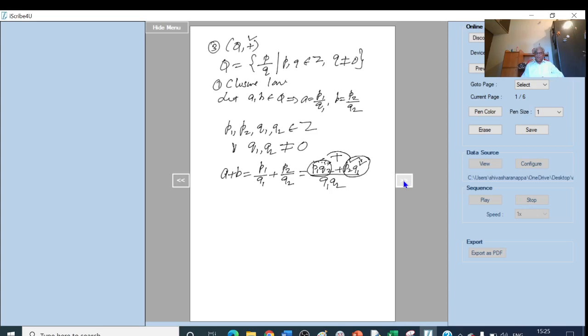So, numerator is the integer. And denominator, Q1 is an integer, Q2 is an integer, therefore Q1 into Q2 again an integer, and Q1 is not equal to 0, Q2 is also not equal to 0, therefore Q1 Q2 is also not equal to 0. That is, this is of the form numerator integer, denominator also integer not equal to 0. Therefore, this is a rational number. That is, this belongs to Q. Okay. So that is closure law is satisfied.